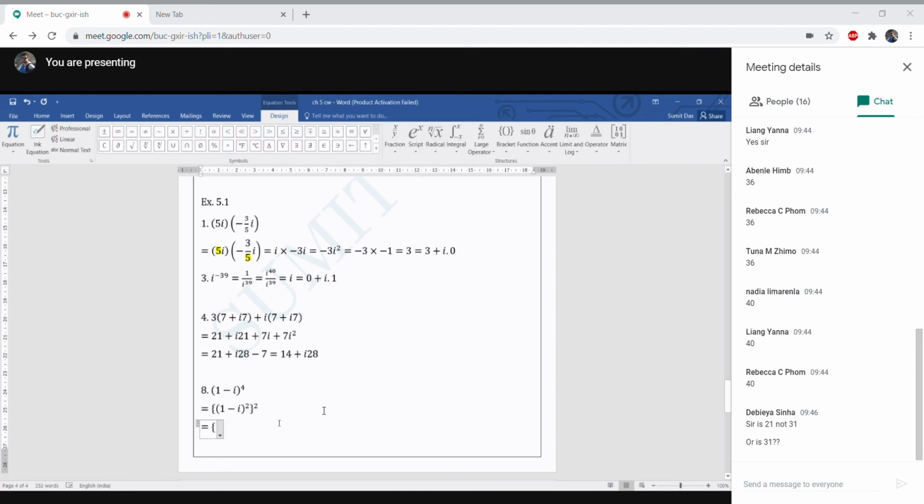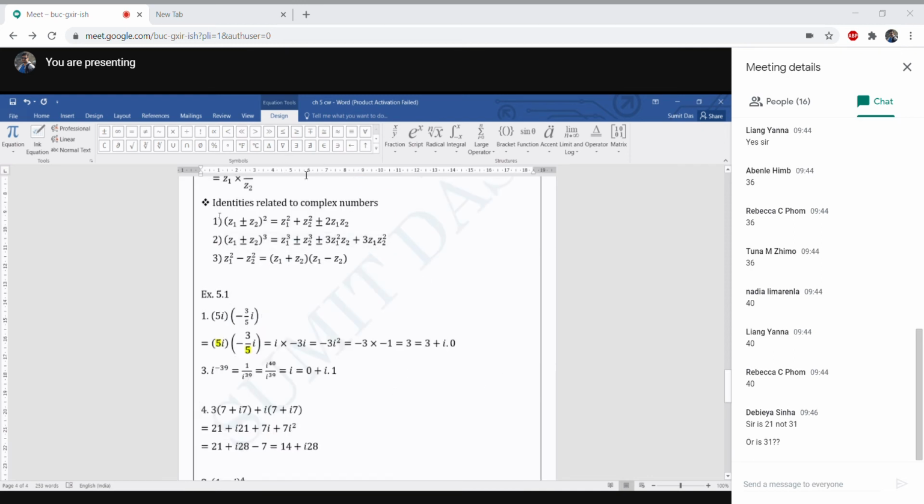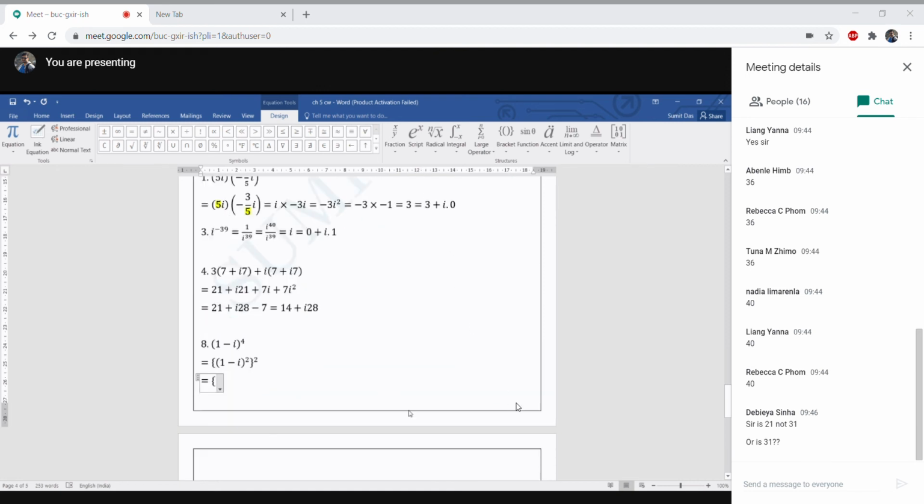Inside the bracket, what is the (a minus b) whole square formula? We just learned the formula. Z1 minus Z2, okay, Z1 square plus Z2 square minus 2 Z1 Z2. So it will be Z1, which is 1, square, plus Z2, which is i square, minus 2 into Z1 into Z2 inside the bracket.